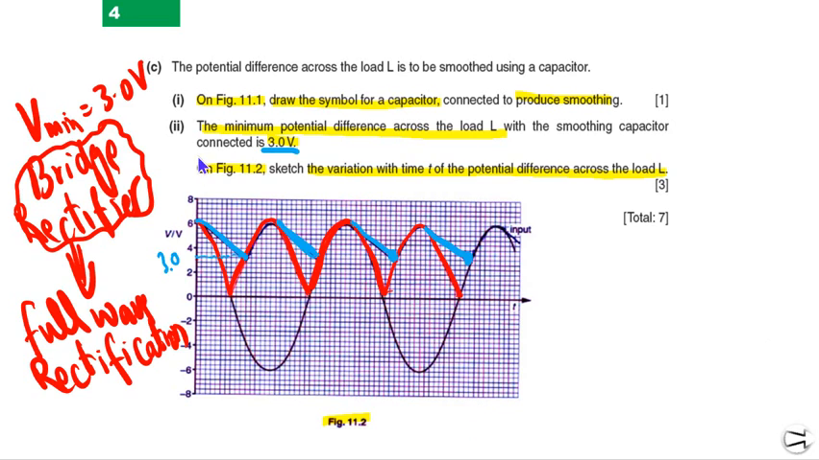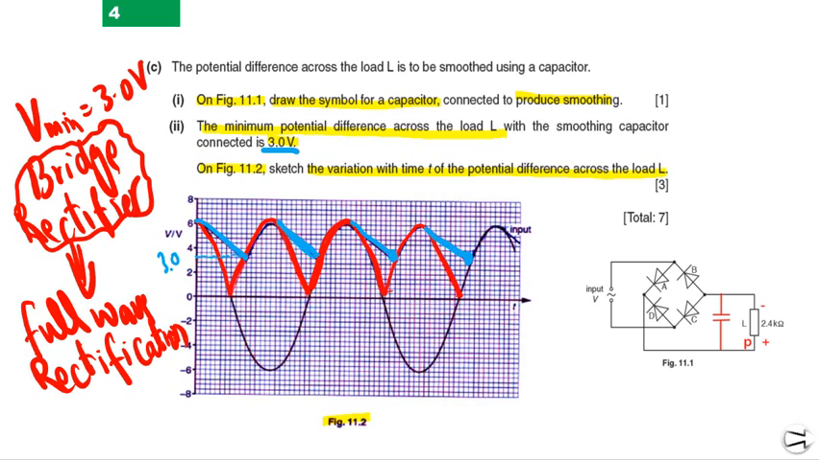Let me show you C1 as well. For C1, simply this is what we need to draw, the symbol for a capacitor. So here is our symbol. This is what you need to draw, and this is our answer for C1.